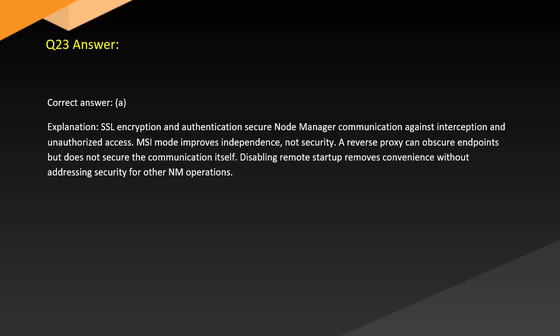Answer. Correct answer: A. Explanation. SSL encryption and authentication secure Node Manager communication against interception and unauthorized access. MI mode improves independence, not security. A reverse proxy can obscure endpoints but does not secure the communication itself. Disabling remote startup removes convenience without addressing security for other enumerations.